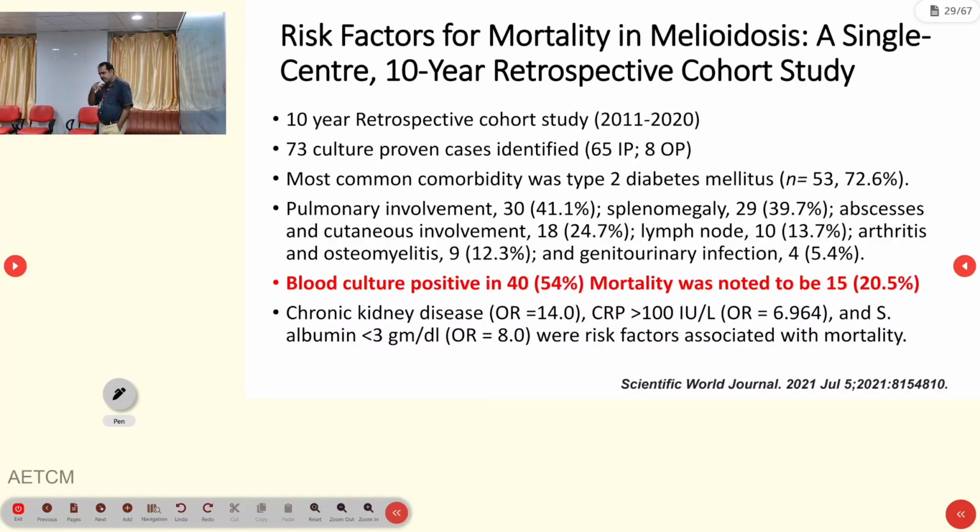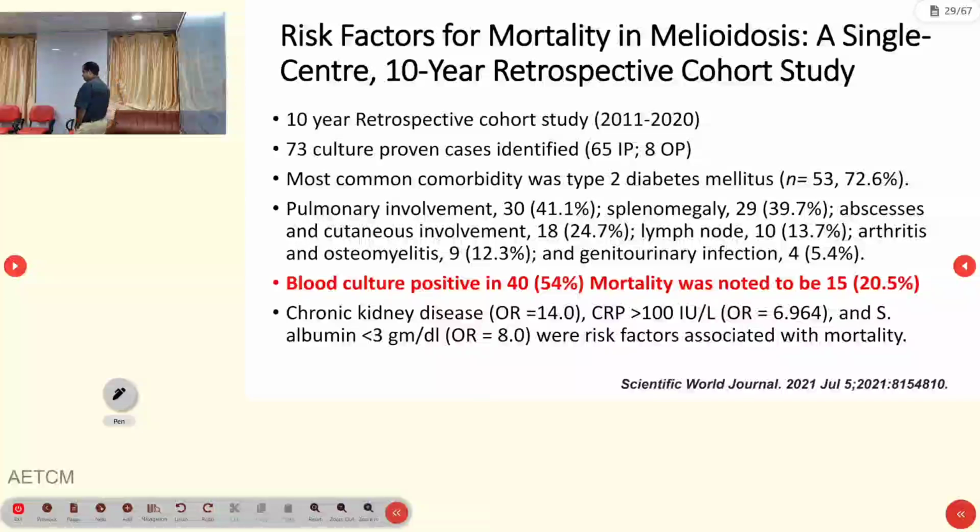This is our 10-year retrospective study, 73 culture proven cases, all culture proven cases. Most common risk factor was diabetes mellitus. Pulmonary involvement was in 41%, abscesses were seen in 24%, lymph nodes were 13%, arthritis 12%, genitourinary 5%. Blood cultures were positive in 54%.